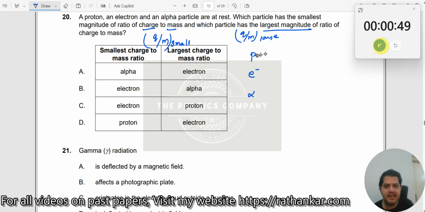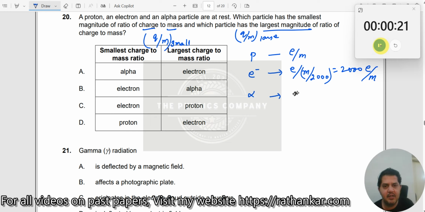Now let us write down for each one of them. So if E is the electronic charge, then for the proton this could be written as E by M, taking M as the mass of the proton. For the electron, the charge would be minus E, but we need magnitude, so we'll put E itself. And then the mass would be the mass of the proton divided by 2000, because the mass of this one would be 2000 times lesser than this. So you will get this as 2000 times E by M. And for an alpha particle, the total charge is 2E and the total mass is 4M. So this should be E by 2M.